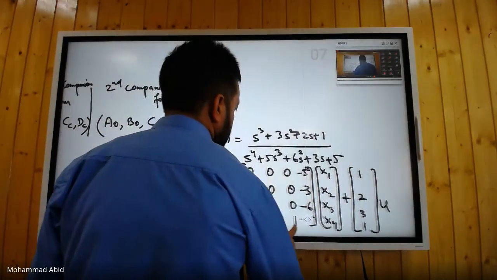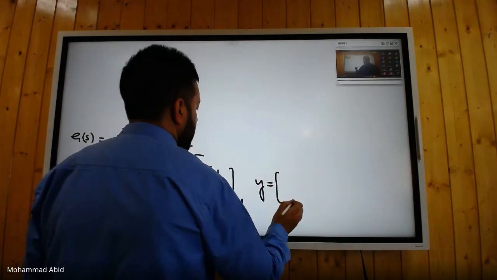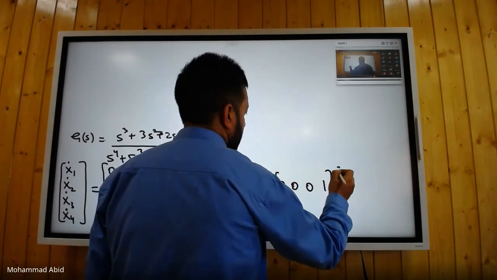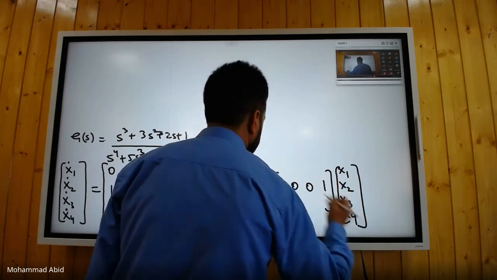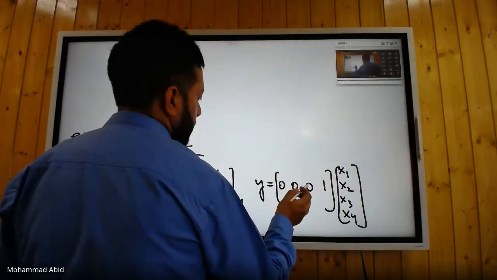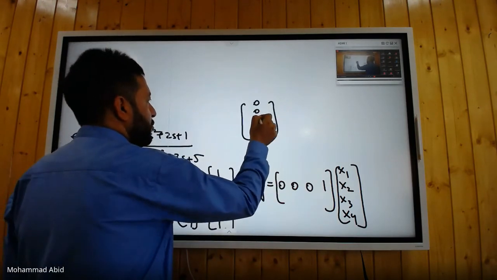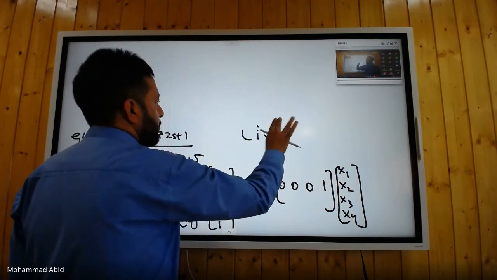This is your state equation. What will be the output equation? Y is equal to 0, 0, 0, 1 times x1, x2, x3, and x4. Is that clear? So just by inspection you can write it down, because C is basically B transpose. The B you got in the first companion form had the structure 0, 0, 0, and last entry 1. So this is the structure of C, because it is the dual of the first companion form. Is that clear?